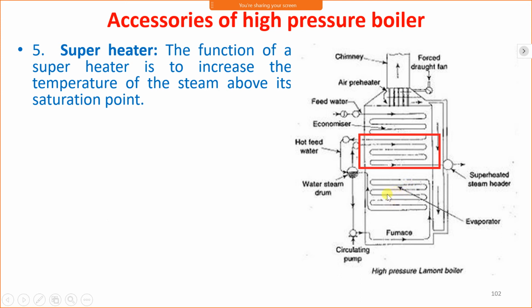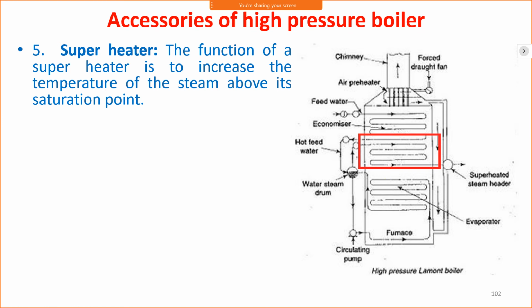To convert saturated steam into superheated steam, we need to pass it through separate piping, so that there is only steam and that steam can be converted into superheated. Therefore, after passing through the evaporator, saturated steam is again supplied to the boiler, and only steam is allowed to pass through the superheater, where saturated steam is converted into superheated steam and superheated steam is supplied to the turbine. The function of the superheater is to increase the temperature of the steam above its saturation point.